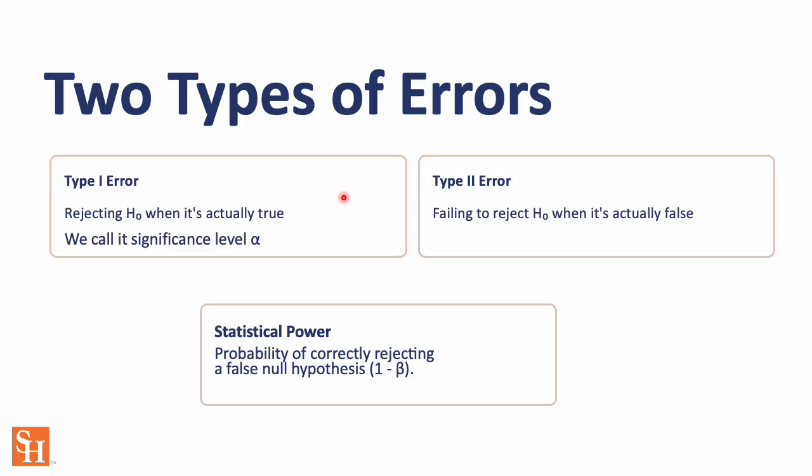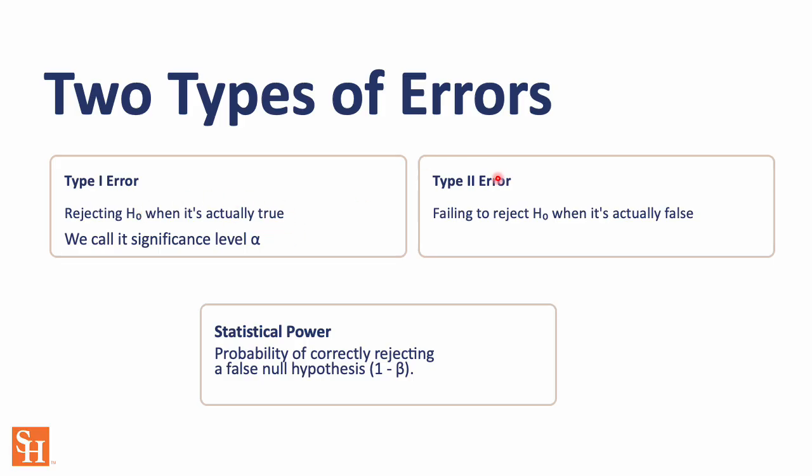There are two errors associated with the hypothesis test. One is type 1 error, which is basically rejecting the null hypothesis when the null hypothesis is true. If we reject the null hypothesis when it is true, we are committing an error, right? This error is known as type 1 error, and we also call it the level of significance, and we denote it by alpha. So type 1 error is the probability of rejecting the null hypothesis when the null hypothesis is true.